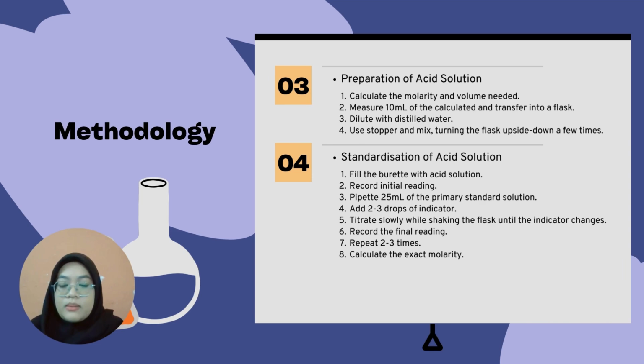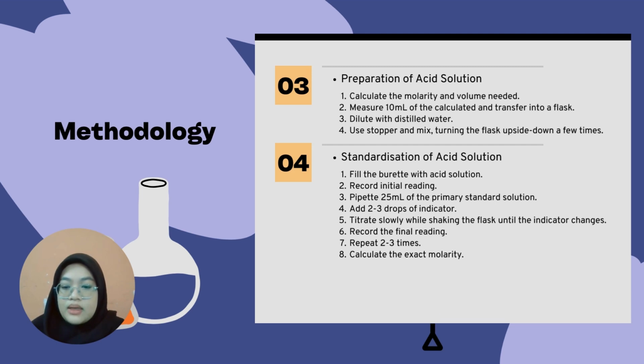The third step is the preparation of acid solution. First, you need to calculate the molarity and volume needed. Second, measure 10 ml of the calculated amount and transfer it into a flask. Third, dilute it with distilled water and then use a stopper and mix, turning the flask upside down a few times.